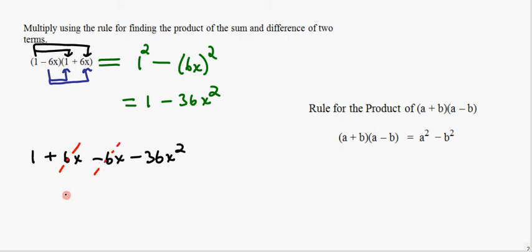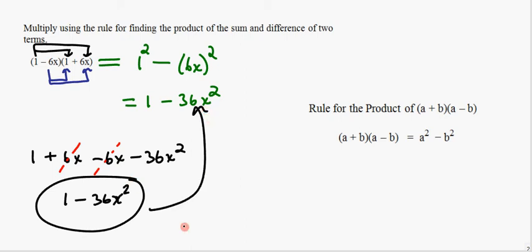So we have left over here 1 minus 36x squared, which of course matches what we got up here. Either way works fine, and frankly, doing the so-called long way isn't really that long.